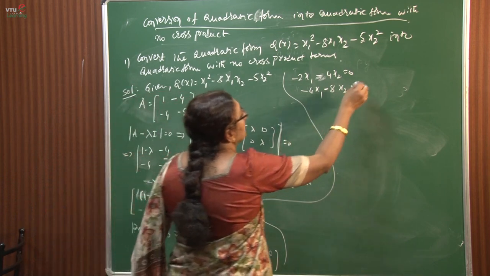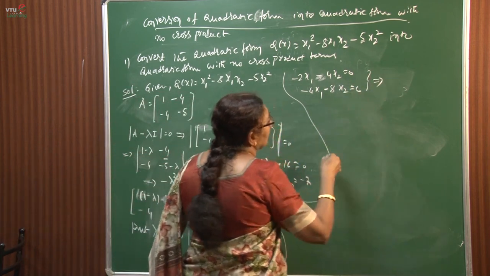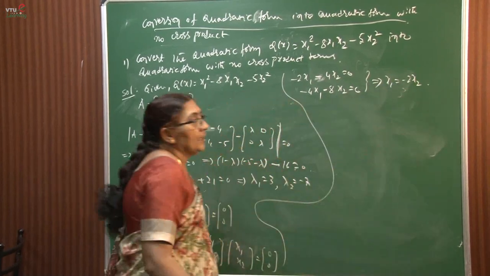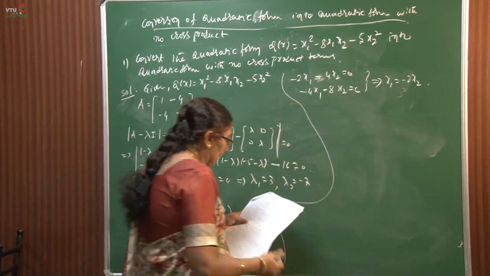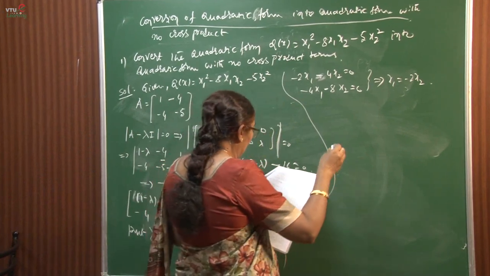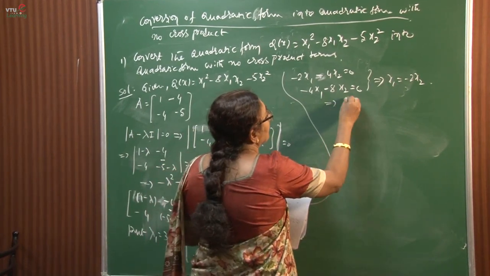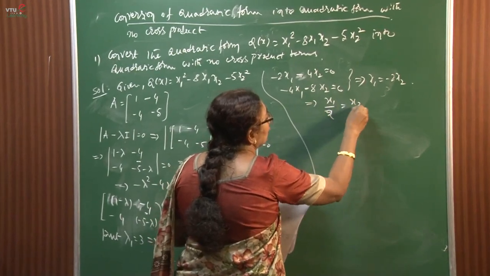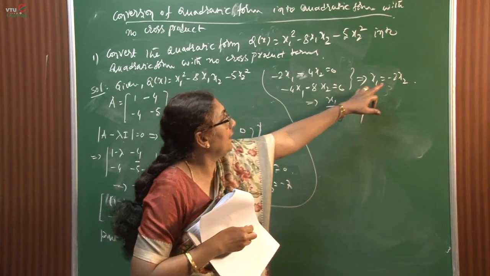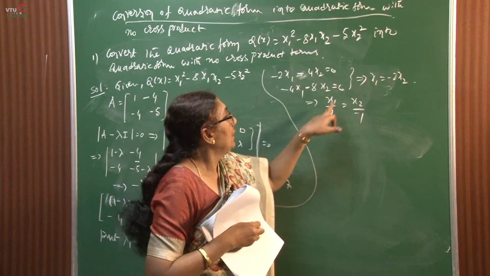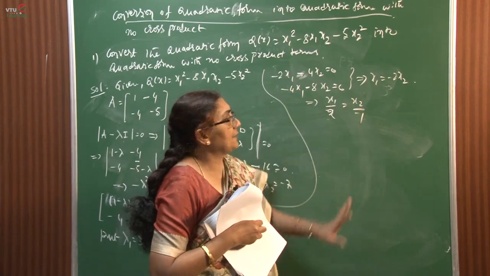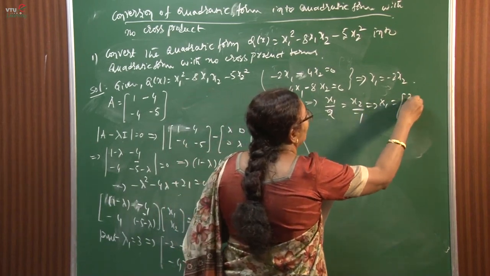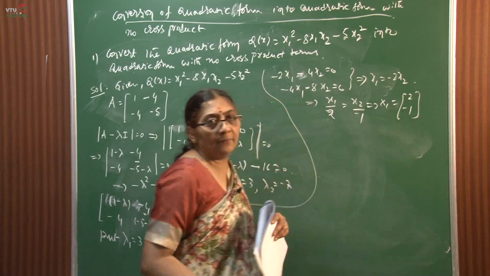Now we have to simplify; both the equations are the same. We get x1 is equal to minus 2x2. That implies what two values do we get? x1 by 2 must be equal to x2 by minus 1. What I did was cross multiplication. We get x1 by 2, I keep minus 1 as itself, we get 1. Therefore, what is our eigenvector here? 2, minus 1 is one of the eigenvectors.